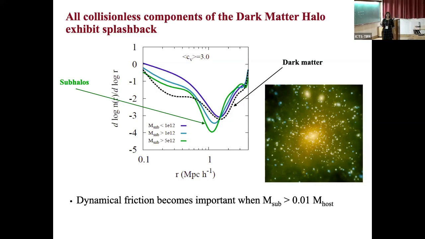The massive subhalos are not point particles. They have some physical extent. They're prone to tidal disruption. They also experience dynamical friction. And so that essentially shifts the splashback radius in a predictable way with respect to where the particle splashback radius, shown here in black, is.